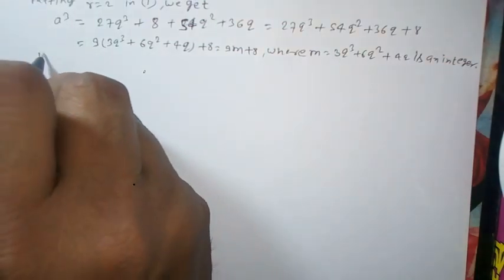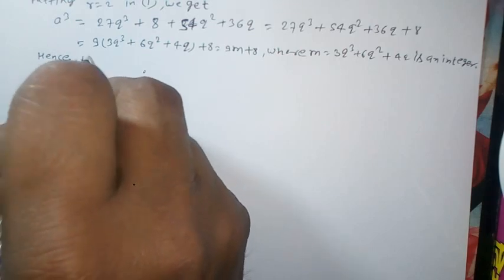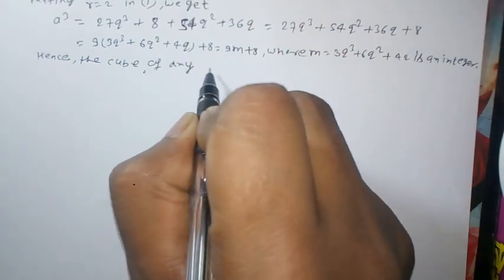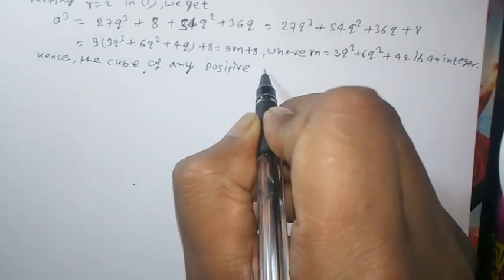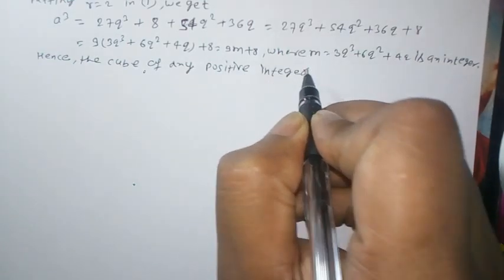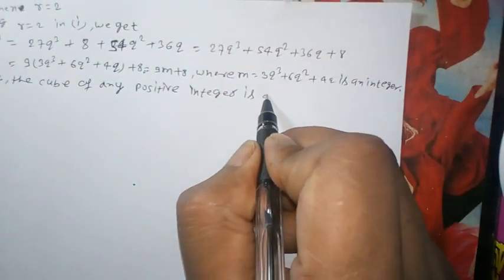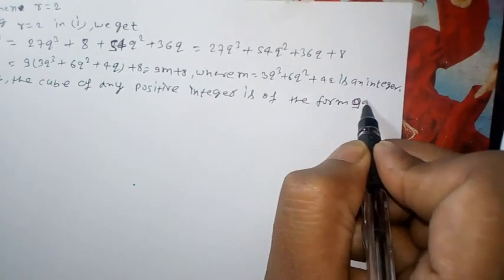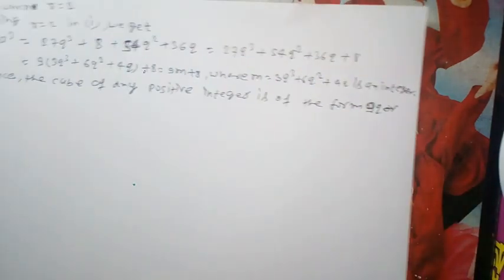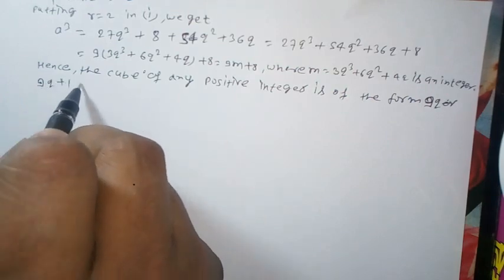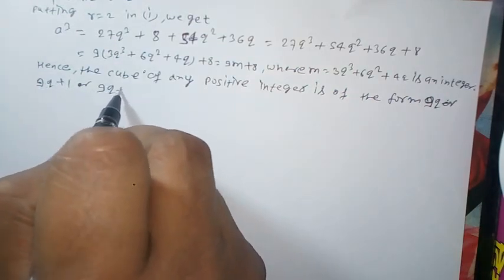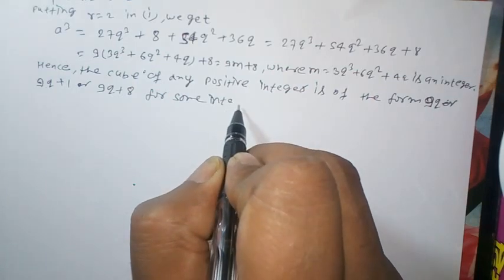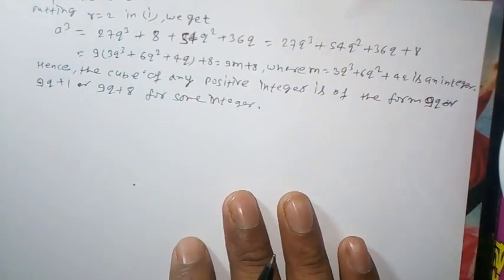Hence, the cube of any positive integer is of the form 9q or 9q plus 1 or 9q plus 8 for some integer q. Now this chapter is ended.